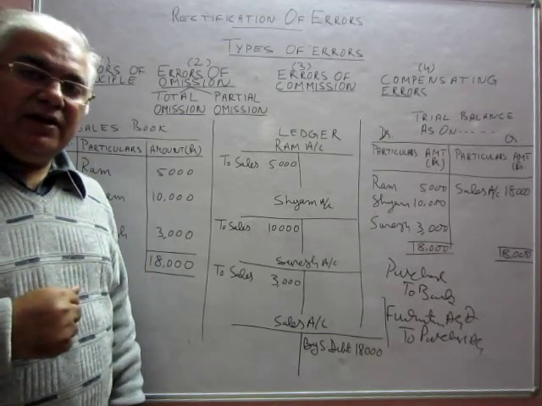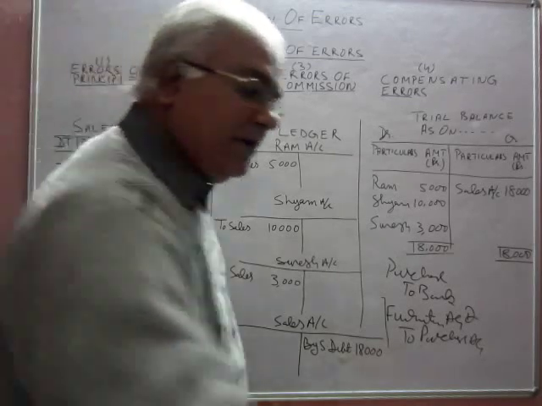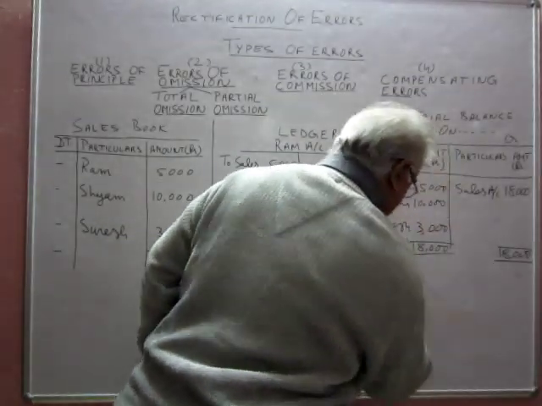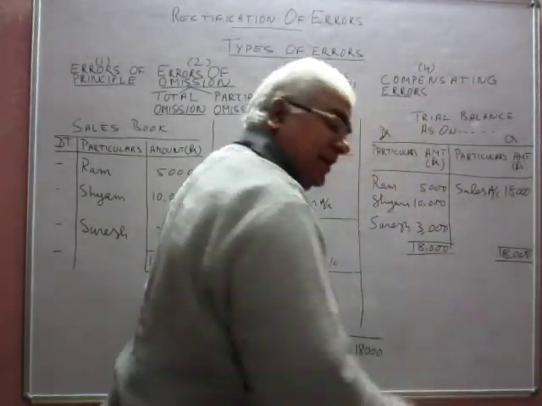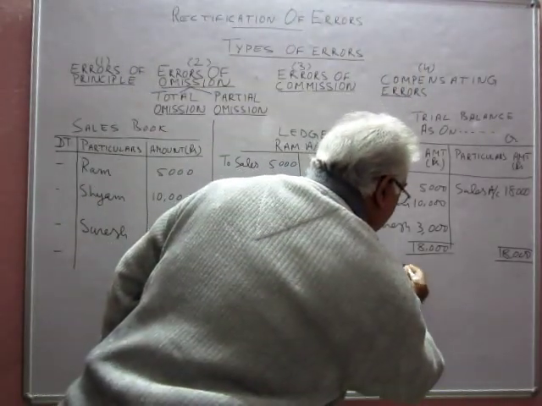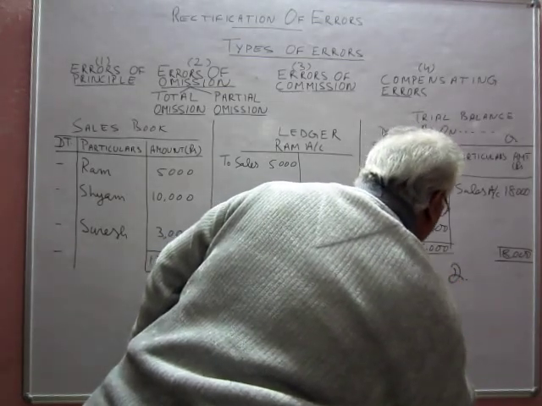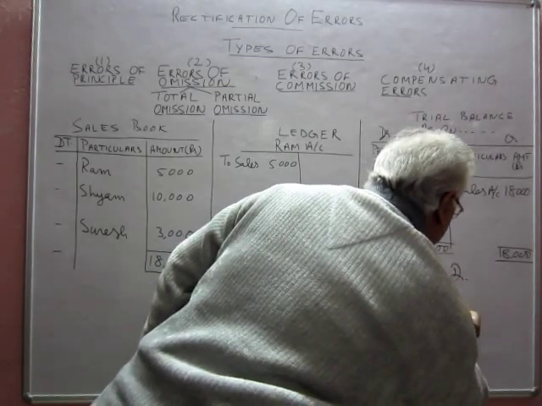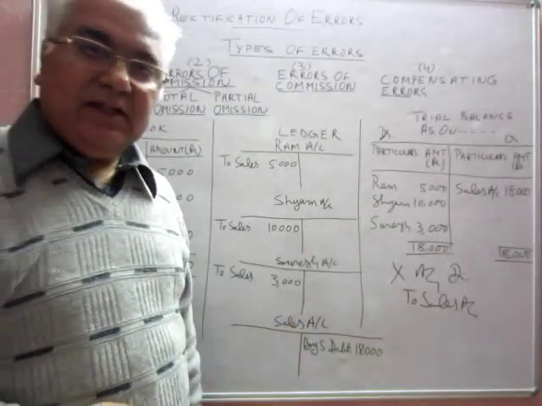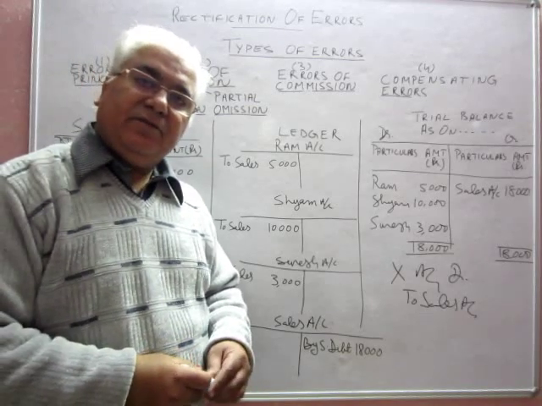And how will you rectify it? Again you will have to put an entry for it. What will be the entry for this? Can you guess? Yes, I think you have guessed it rightly. It should be X account debited to sales account with whatever the amount of sales. This error will be removed like this.